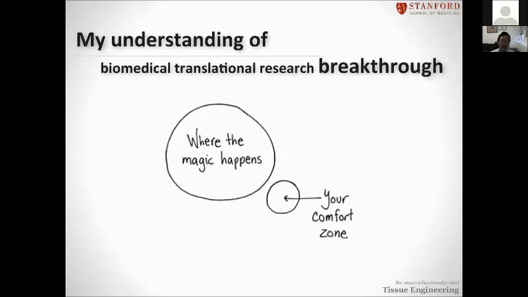So here is my understanding of biomedical translation research breakthroughs. We have to be multi-interdisciplinary. Myself, I am a bioengineer and materials engineer or scientist by training, but right now my work is mostly on biomedical devices. We work very closely with surgeons, biologists, and lots of materials engineers.